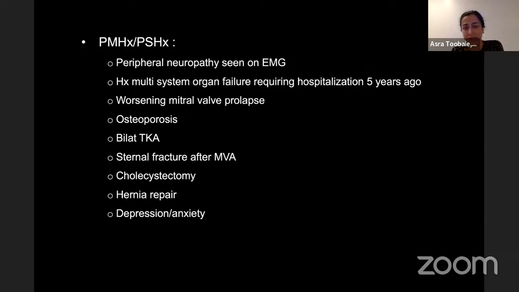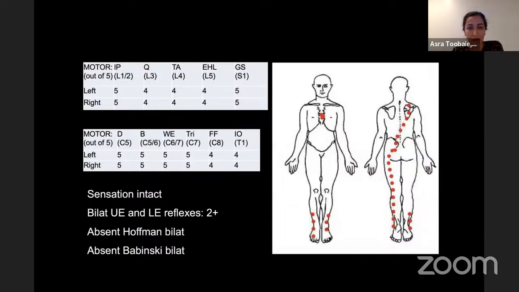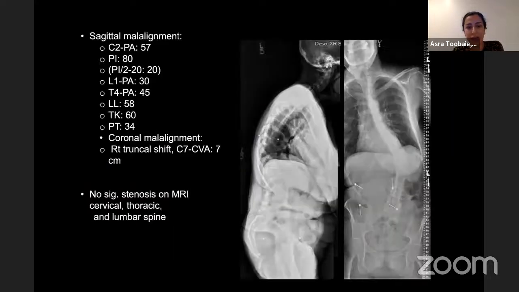Some of the pertinent past medical history is that she had a worsening mitral valve prolapse. She was diagnosed with osteoporosis, and she had a peripheral neuropathy seen on EMG. On overall examination, she had some weakness in her lower extremities and some weakness distally in her upper extremities. No other findings showed on her exam. And these are her x-rays. She has sagittal and coronal malalignment. MRI of her entire spine did not show any significant stenosis.